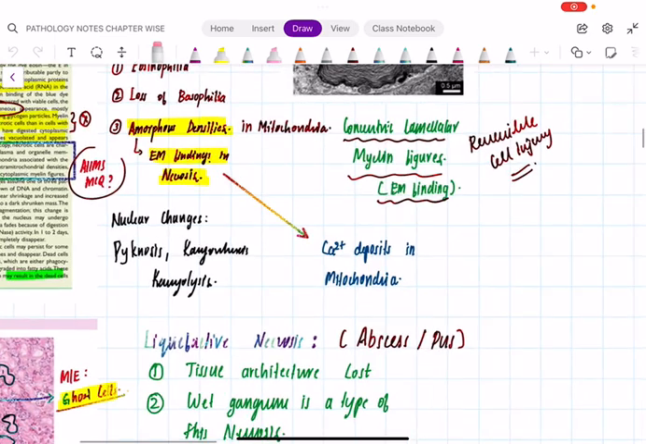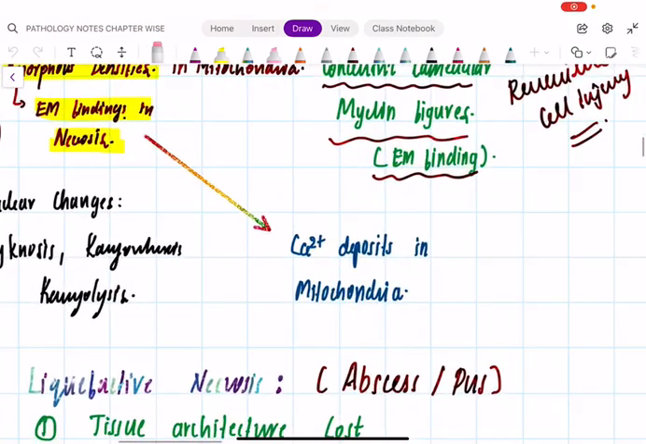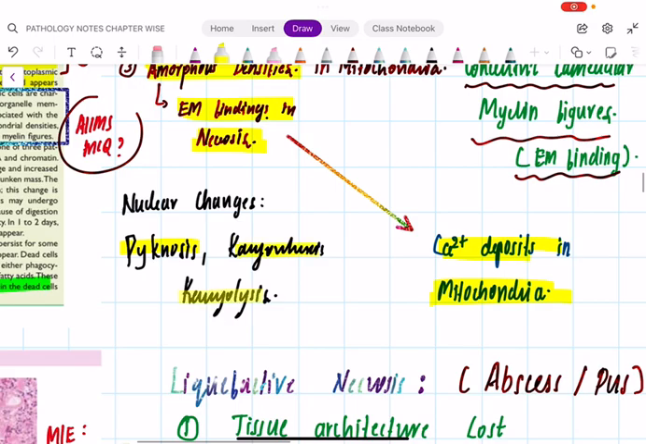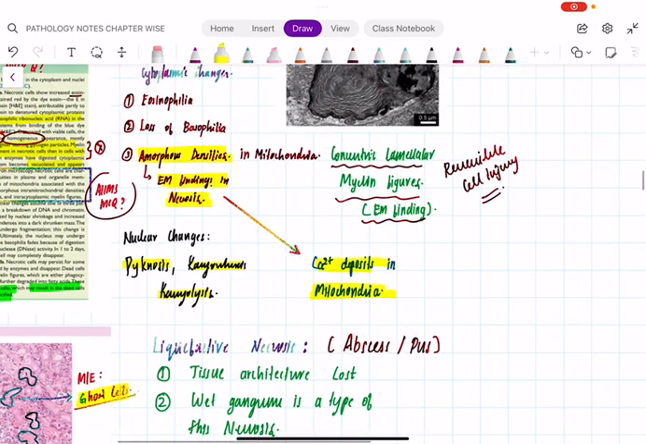Okay, see, the amorphous densities. Actually, what are these amorphous densities? Again, these amorphous densities are nothing else but the calcium deposits in the mitochondria. Again, this may be a question. Nuclear changes: pycnosis, karyorrhexis, and karyolysis. I hope things are very clear for you.